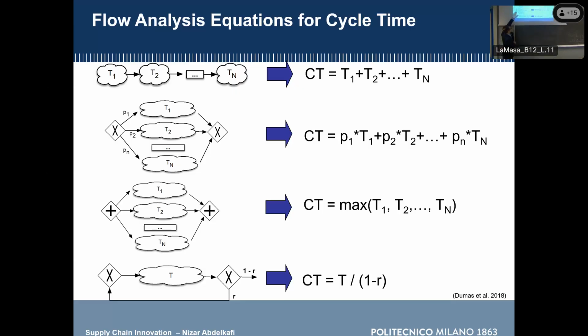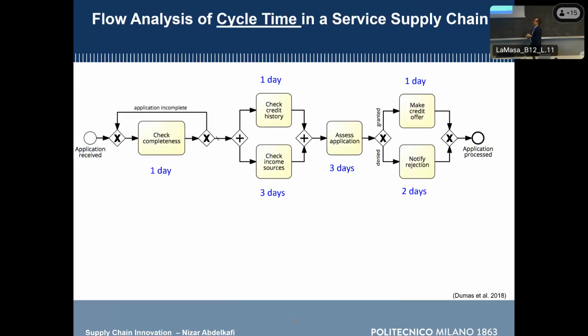Then we have here the adding gateway. So we use here the max of the cycle times of the different activities. And if we have a loop, we are just dividing the cycle time of the activity between the two XORs with the probability, or dividing the cycle time with the probability of getting out of the loop, which is 1 minus r here. Okay, and having done this, now we can try to make the flow analysis of this process, the cycle time. Good. Yeah, we need some more information, right? We need some probabilities.